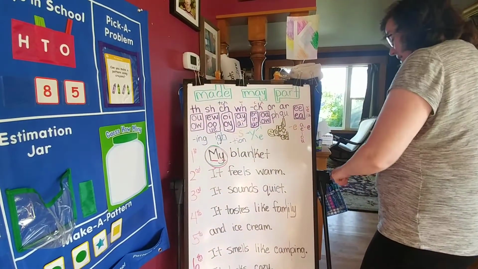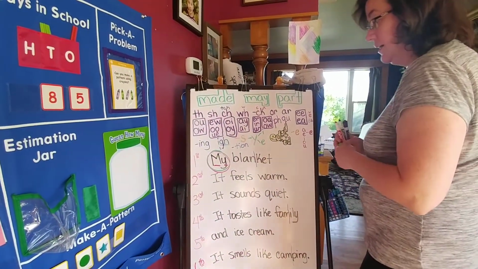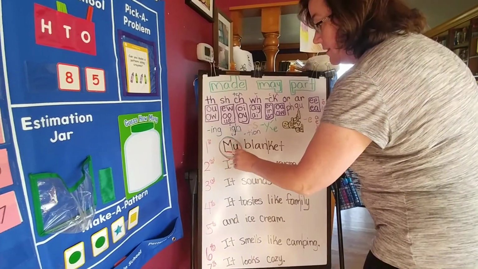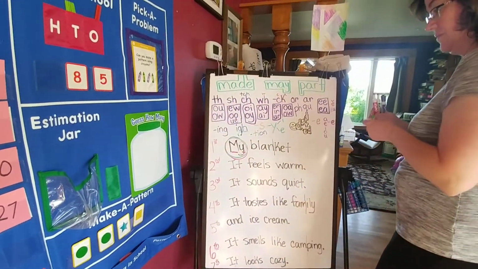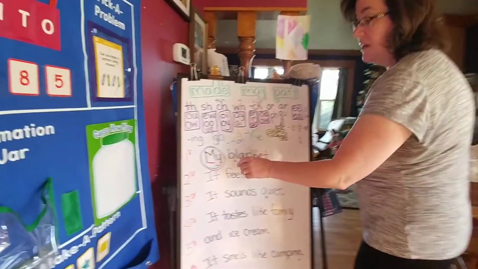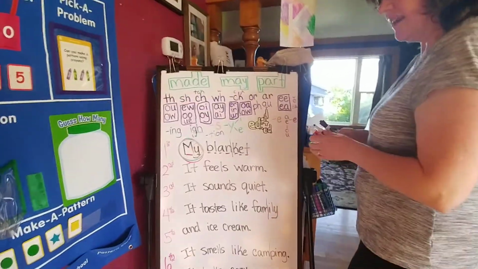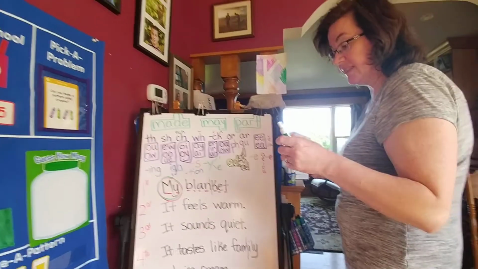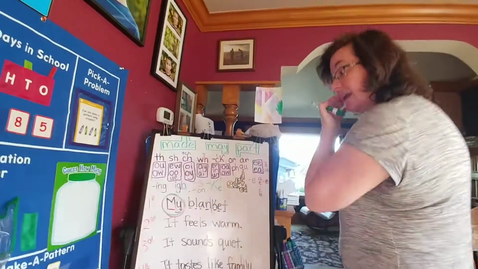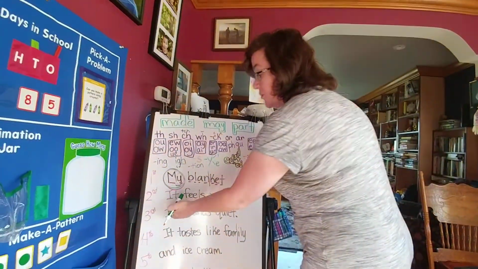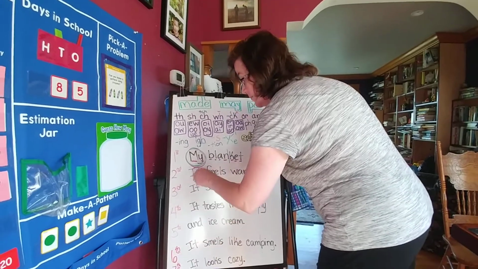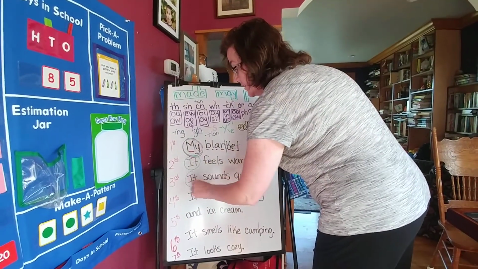M-Y, my. My has our Y at the end that makes the I sound. Blanket. Spell it with me. B-L-A-N-K-E-T. Blanket. Now this poem does this thing that's really neat. Every line except for the first line starts with the word it. Okay? So I'm just going to circle all these its.